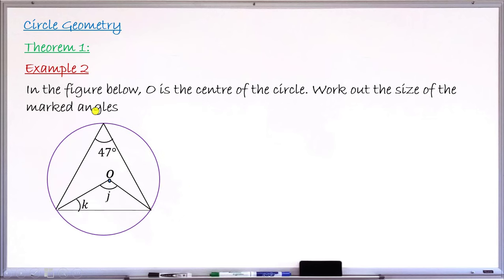Example number 2. In this figure below, O is the center of the circle, and you are asked now to work out the size of the marked angles. Here I have angle K and angle G as the marked angles. So you need to find them all. Solution to this very problem.